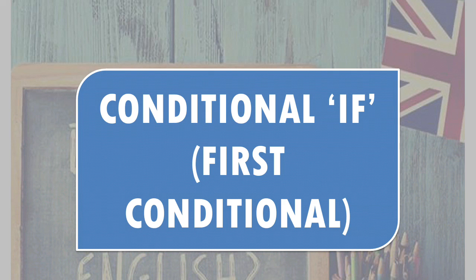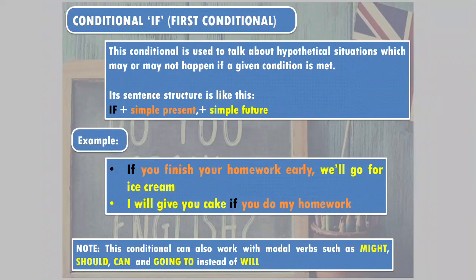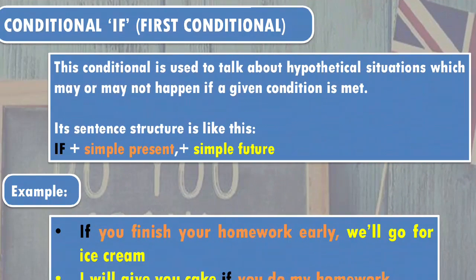Today we're going to talk about first conditional. El día de hoy hablaremos sobre el first conditional que continúa el tema del conditional if. Let's see its definition. This conditional is used to talk about hypothetical situations which may or may not happen if a given condition is met. Este condicional es utilizado para hablar de situaciones hipotéticas que pueden suceder si ciertas condiciones suceden o se dan.